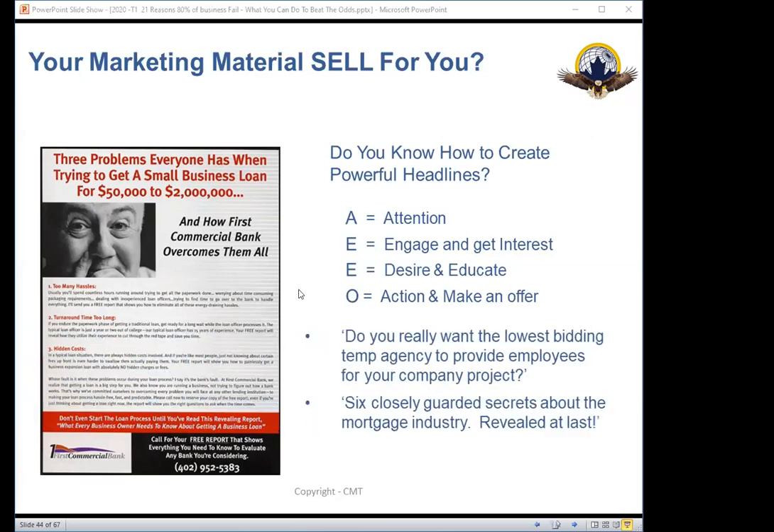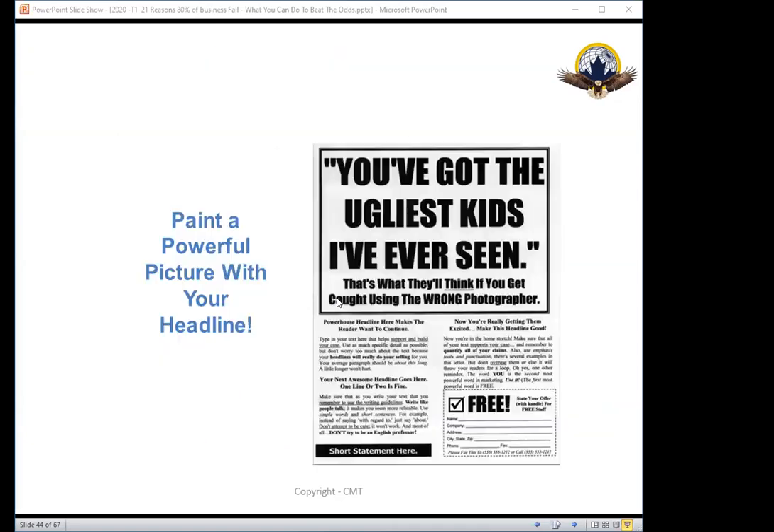So here's a couple other great headlines. Do you really want the lowest bidding temp agency to provide employees for your next company project? 6 closely guarded secrets about the mortgage industry revealed at last. We got a couple other ones. This is my favorite one. You've got the ugliest kids I've ever seen. That's exactly what they'll think when you get caught using the wrong photographer. It's awesome. You want to paint a picture with your headlines.